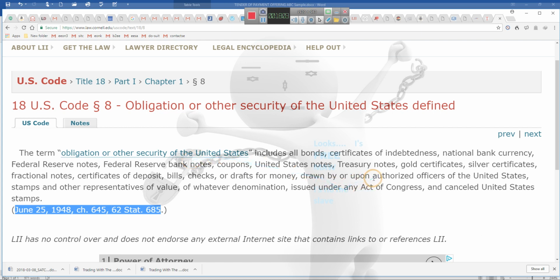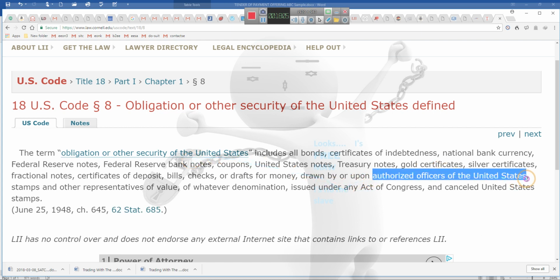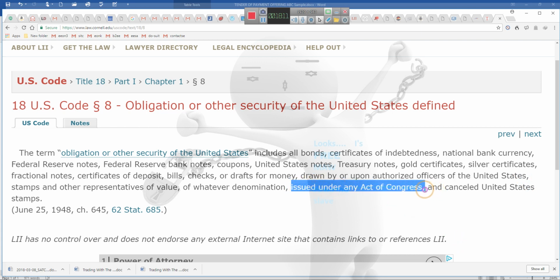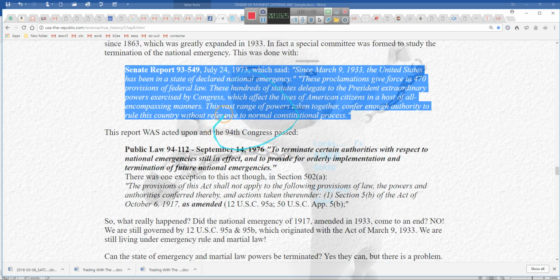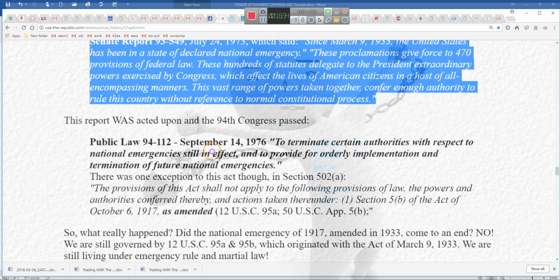Pay attention. Authorized by officers of the United States. Or issued under an act of Congress. Do you understand? Or issued under an act of Congress. Ladies and gentlemen, we're operating under an act of Congress, the Emergency Bank and Relief Act. And according to Congress, I did not write this, people. I did not write this. Tell them, Deborah.